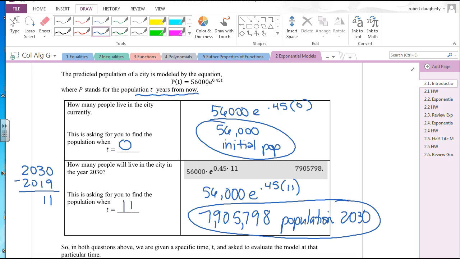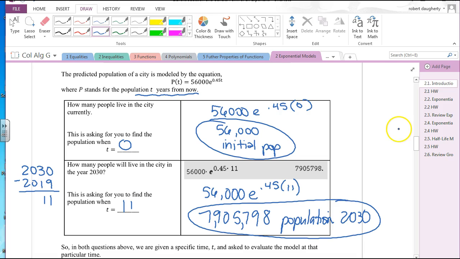The question is, what's the population in 2030? 9 blah blah blah is the population in 2030. Does the answer complete your question? Okay, that's all I'm really looking for here. So all we did was substitute the value of 11 because 11 is what represents 2030 in this case. Okay, pretty straightforward.